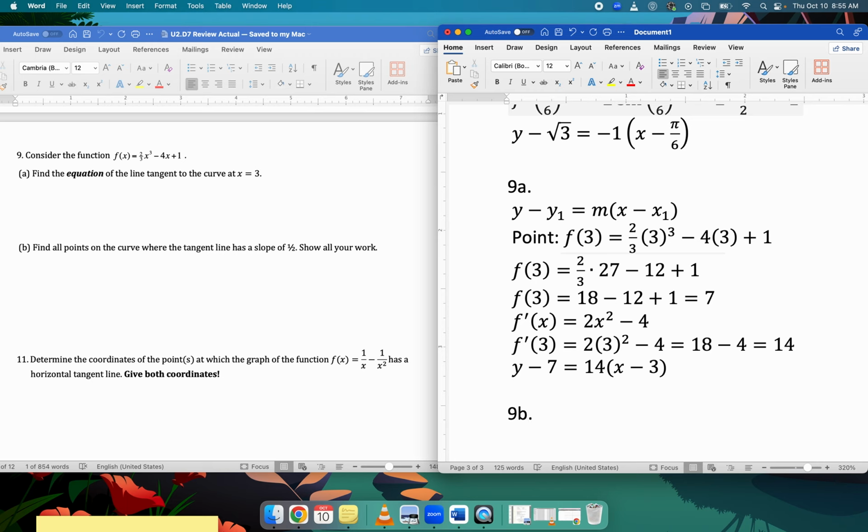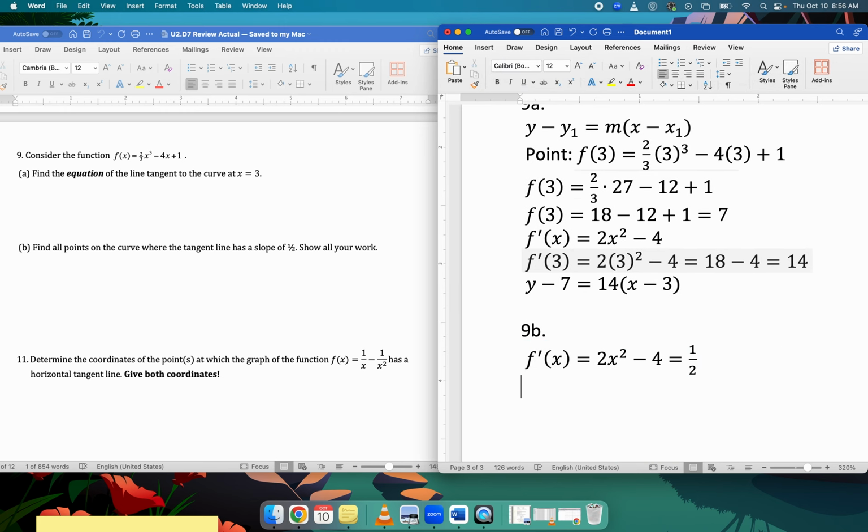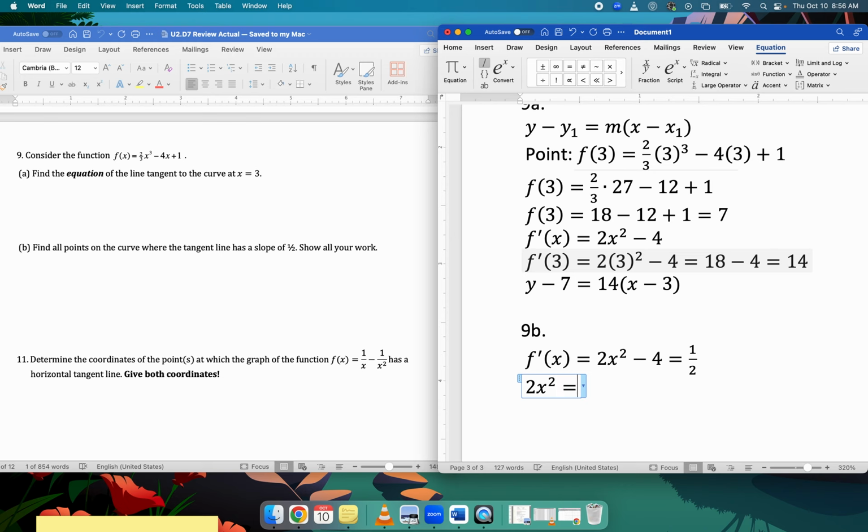Well, if the tangent line has slope 1/2, that just means the derivative is equal to 1/2. So the question is asking you, where is the derivative equal to 1/2? So you're going to take the derivative, which is 2x squared minus 4, and you're going to set that equal to 1/2 and solve for x. So 2x squared equals 1/2 plus 4. That's 9 halves, right? I think. And then divide by 2, I get 9/4.